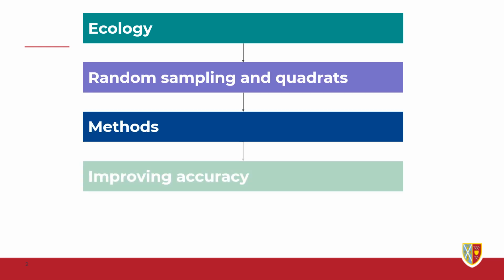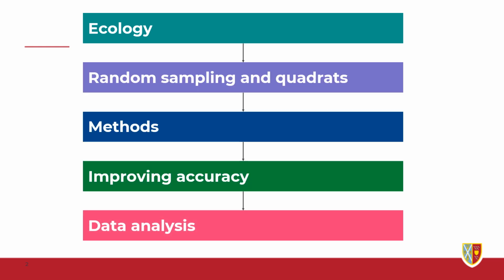So, very quickly, we're going to have a little look at what might be in this particular topic. It's part of the ecology topic, and we're looking at random sampling and quadrats first off. We're going to have a look at the methods that are used to carry those out, how we can improve accuracy of the experiment, and how we analyse the data. There is quite a lot in this one today, and I have a feeling it might be quite a long one. But we know that it's on the exam, so it's going to be really useful for you to have a watch.